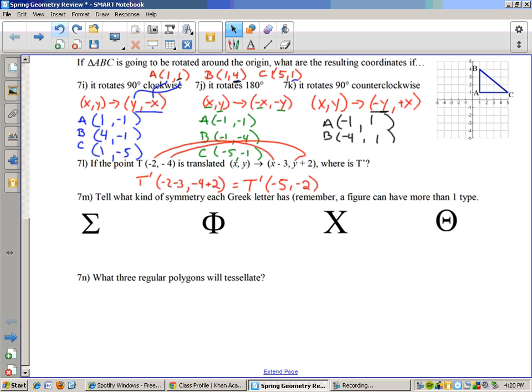There we go. Tell what kind of symmetry each Greek letter has. Remember, a figure can have more than one type. So there's 3 types of symmetry that we can have. Arguable. Anyway, so we've got vertical, horizontal, and rotational.